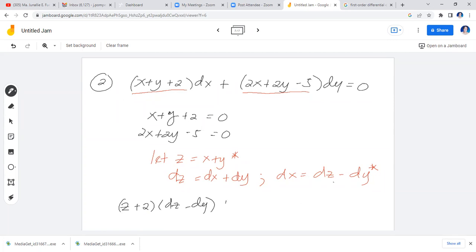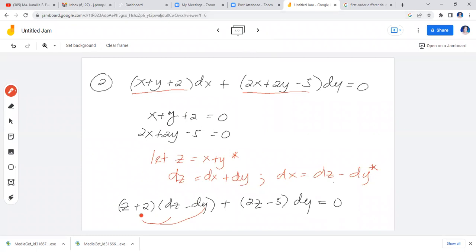And you have here plus. Since this is twice of this, you just multiply it by 2. So 2z, because if you multiply z by 2, you'll have 2x plus 2y. Then you have minus 5, then dy equal to 0. Then you use the FOIL method to simplify, just like in substitution, and check whether you have separation of variables or linear DE or any of the other forms.